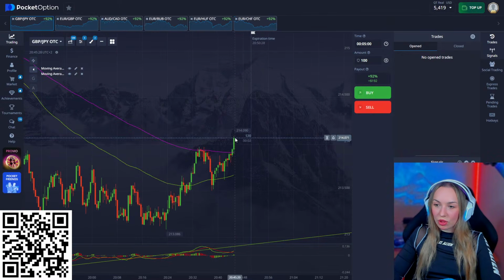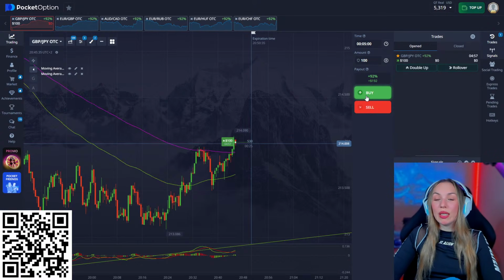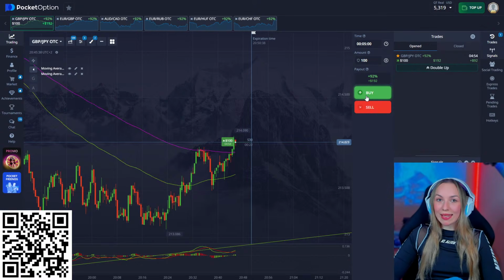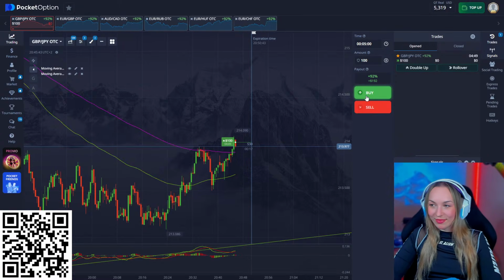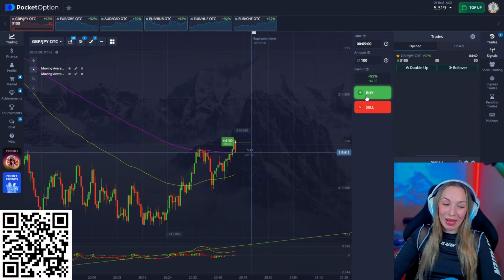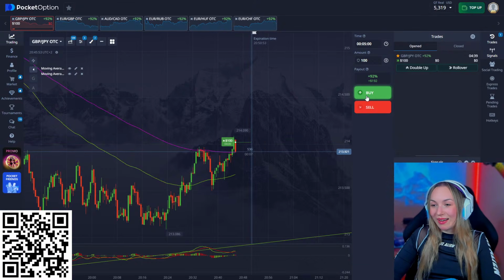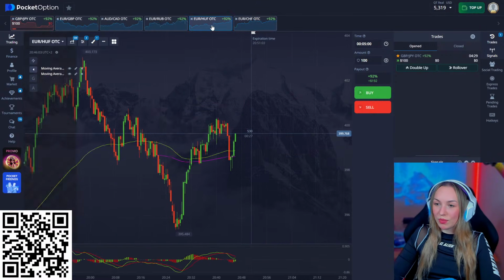After the closure of this candle, I would probably open the trade for 5 minutes on GBP JPY in the upward direction. I'm in GBP JPY, 5 minutes up. And right now we have a really big candle which goes down. Well, it always happens today, so I'm not really surprised. But thank God we have plenty of time before the closure.